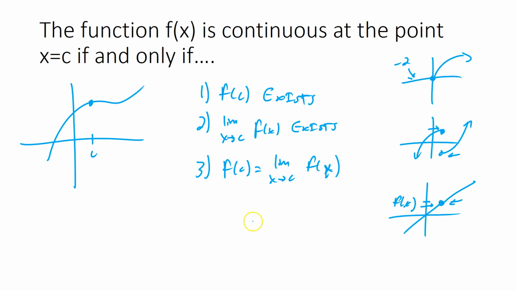And I said before, really only one of these has to be true. That last one is really the most important one, because if f of c didn't exist, that certainly wouldn't be true. If the limit didn't exist, that also wouldn't be true. So really you only need number 3 to be true, but 1 and 2 make it really easy to say that functions are not continuous at certain points. It's not too bad.